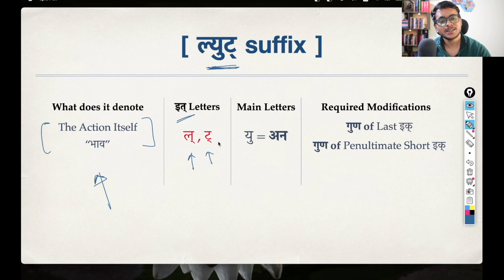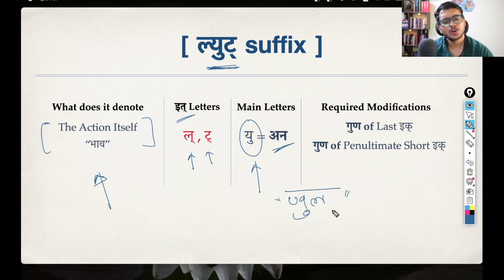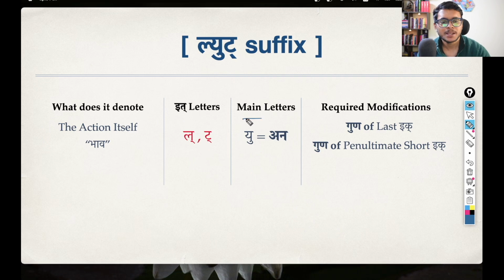So then what is the main content of this suffix? The main content is what remains. So la and ta removed, only u remains. And due to some additional rule, this u further changes into ana. Very similar kind of thing we saw with the nuval suffix also, that in nuval suffix also, the main content was this vu, but this vu also further changed into aka. Right? The same kind of thing is happening here: the main content of this lut suffix is u, but this also further changes into ana. So this is the main content for the lut suffix.